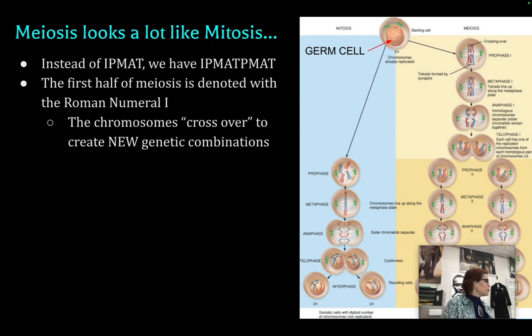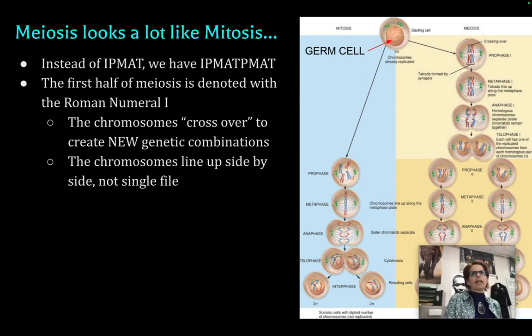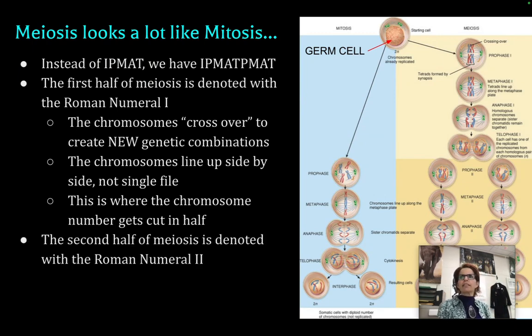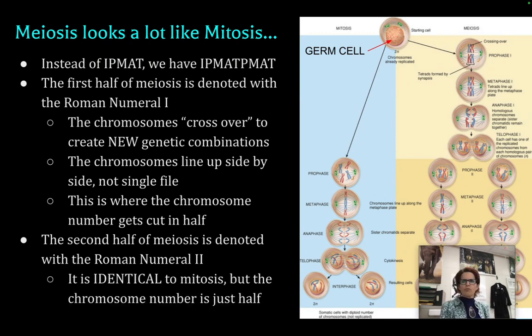Look at the diagram. I know some of you guys are kind of far away. Prophase 1, they're crossing over to create new genetic combinations. They're lining up side by side in metaphase 1, so metaphase, middle. And then they get separated from their homologous partner during anaphase, and then telophase is when the chromosome number gets cut in half, and that's telophase 1. And then the second half of meiosis is Roman numeral 2, and it's identical to mitosis, only you're going to have half the DNA because that number got cut in half during telophase 1.